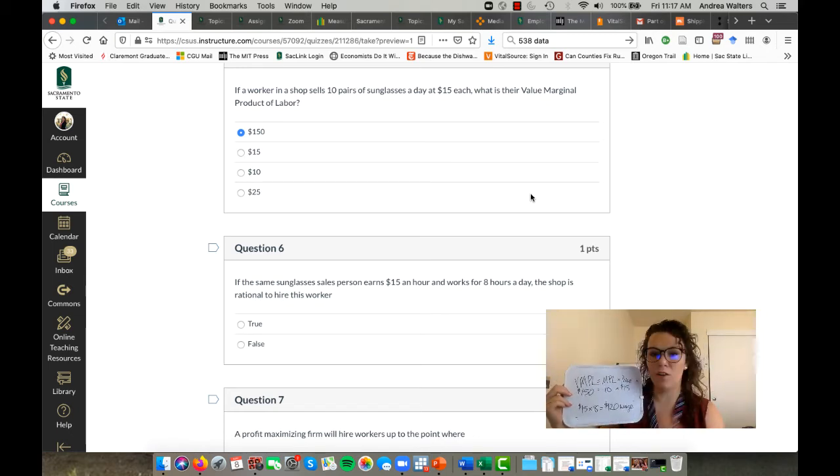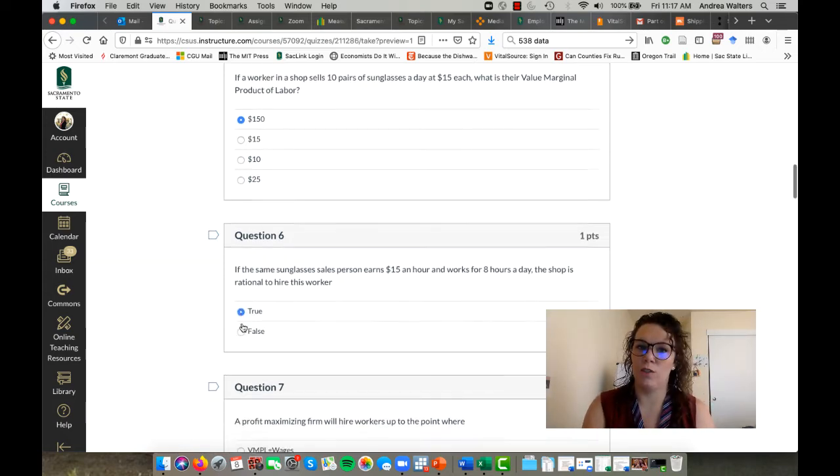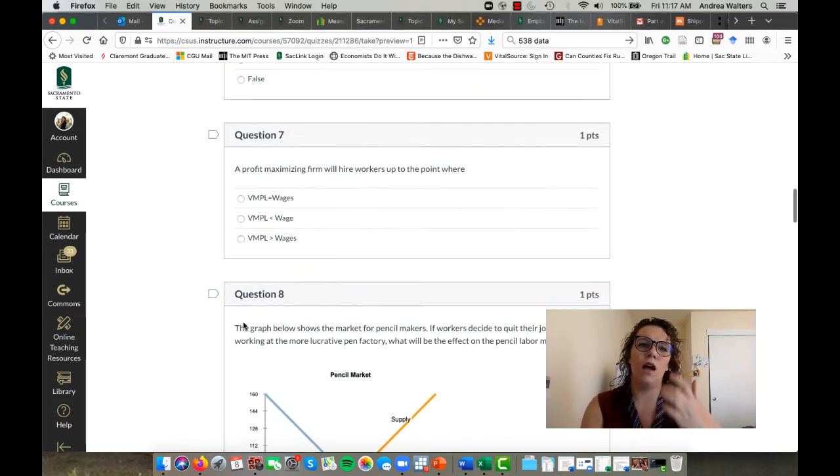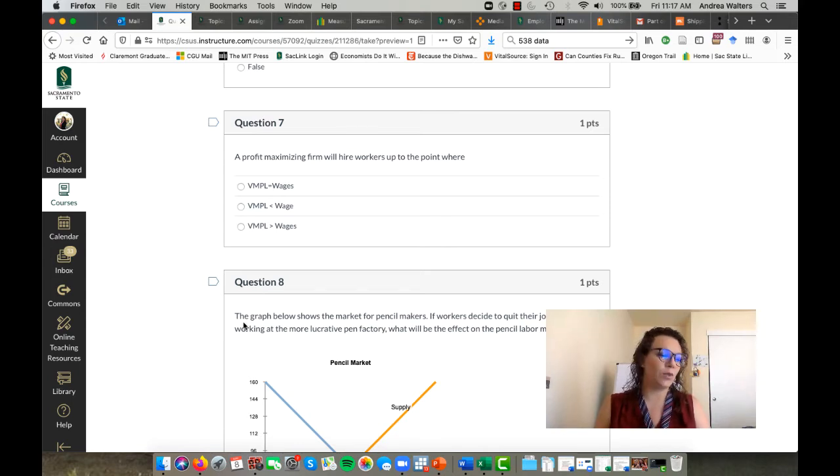Yeah, right? You're making money. That worker is making you money. The value marginal product is greater than the wage. So true, this shop is rational to hire this worker. A profit maximizing firm will hire workers up until the value marginal product of labor is equal to wages.